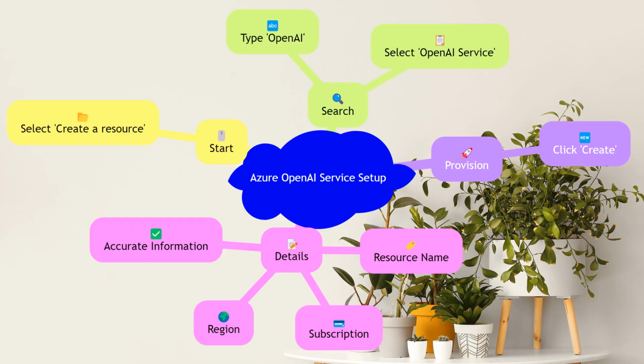To create a new Azure OpenAI service resource, start by selecting Create a Resource from the Azure portal's main menu. In the search bar, type OpenAI and select the OpenAI service from the list of results. Click Create to begin the provisioning process. You will be prompted to provide some basic information, such as the resource name, subscription, and region. Ensure that you fill out these details accurately to avoid any issues later on.